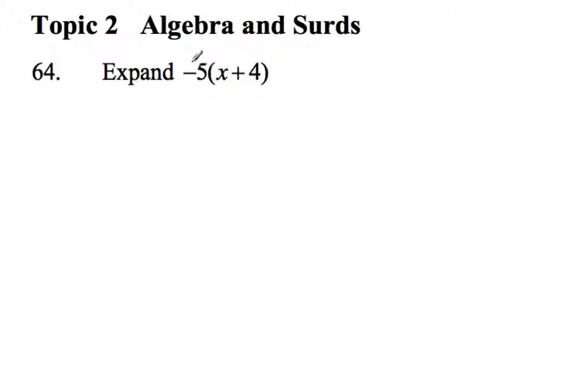This one, 2 minus 5 times x equals minus 5x, and then minus 5 times plus 4. A minus times a plus would be a minus. 5 times 4 is 20. Careful with that.